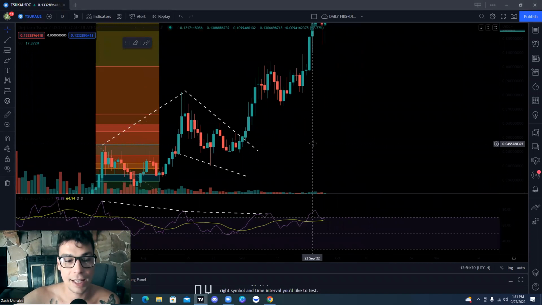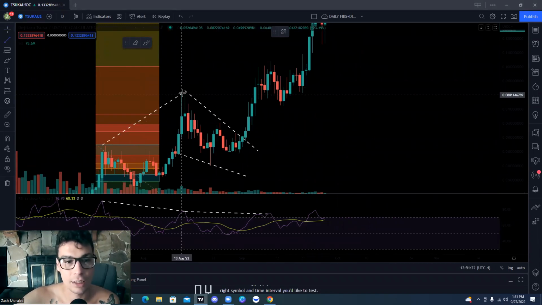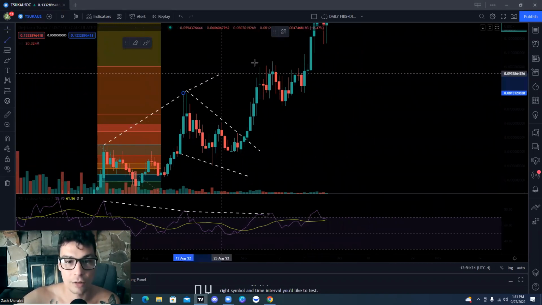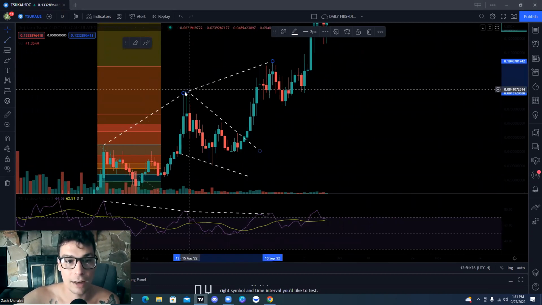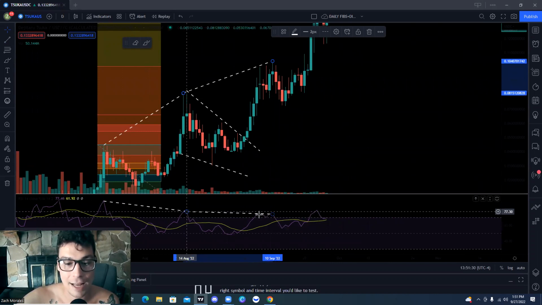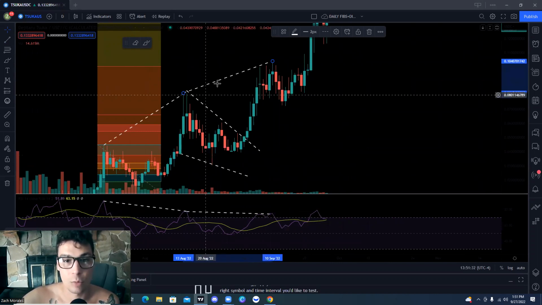And we can see again, it's doing the same thing, guys. It's repeating the same patterns, right? We're coming up, we're making higher highs, but the RSI is a high and then a lower high. And what do you see again?